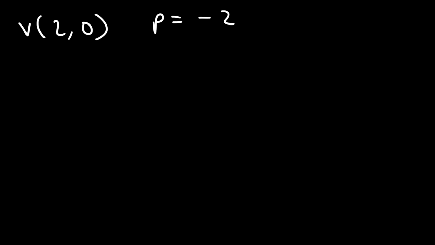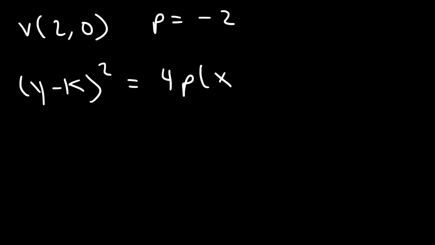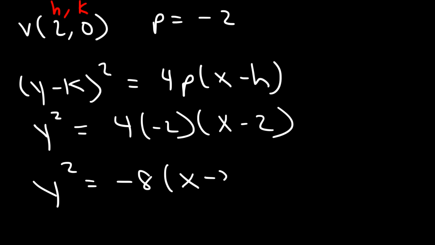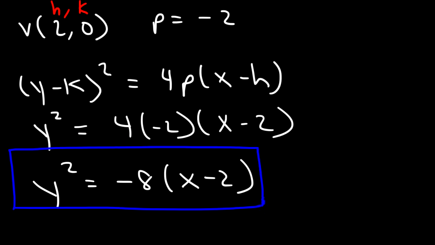The standard form of the equation that we need to use is (y - k)² = 4p(x - h). So the vertex is (h, k). So h is 2, k is 0. So this is going to be (y - 0)², or simply y², and that's equal to 4p, or 4 times negative 2, and then x minus h, which is x minus 2. So then we have y² = -8(x - 2). So this is the equation of the parabola in rectangular form.